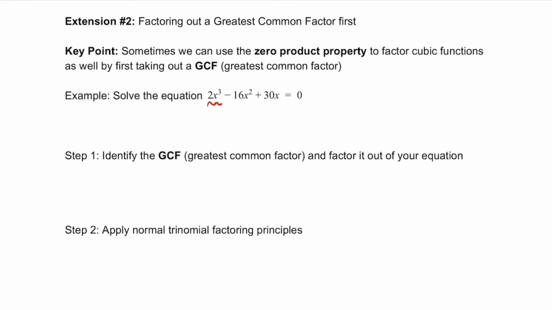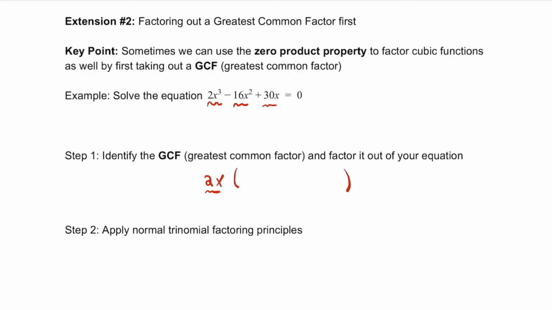And the reason we can do this is because all three of these terms share a greatest common factor that we can take out. They're all even numbers, 2, 16, and 30. So I can factor out a 2, and they all have at least one x. So I can factor out a 2x. What factoring out means, remember, is saying, what could I divide each of these terms by, right? What could I divide each of these terms by?